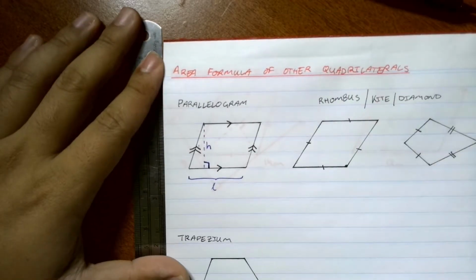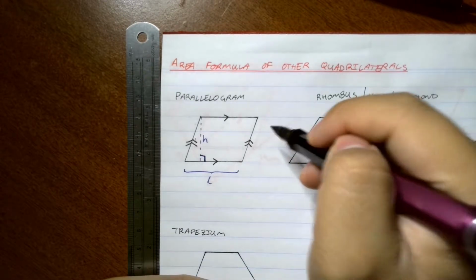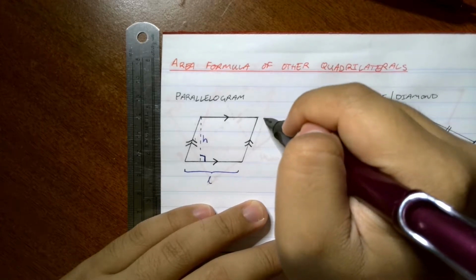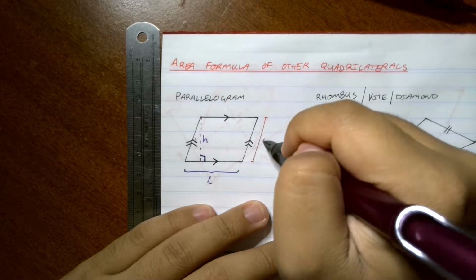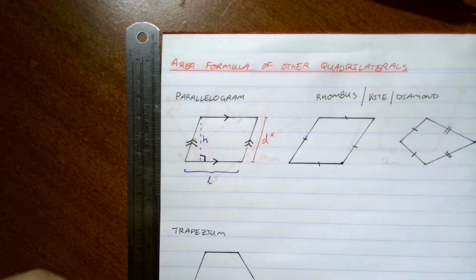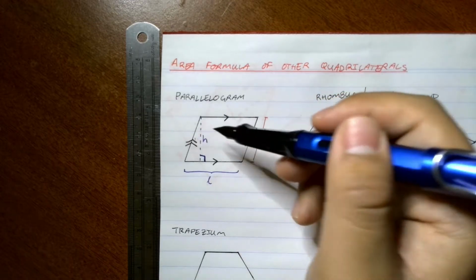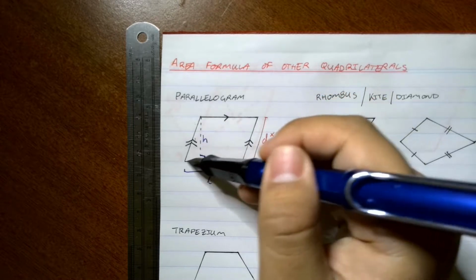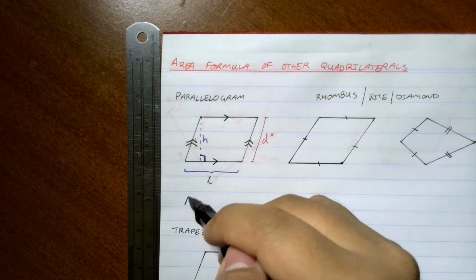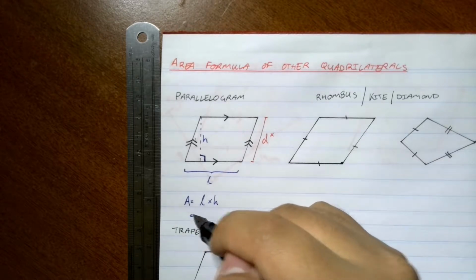Now I'm going to draw in red here because I really want to emphasize that this is not one that we use. For the area, we do not use this diagonal. Put D for diagonal. We do not use the diagonal for the area of a parallelogram, or pretty much any shape for that matter. The two lengths that we need are perpendicular to each other. So the area for this is area equals L times H, or you can just write it as LH.